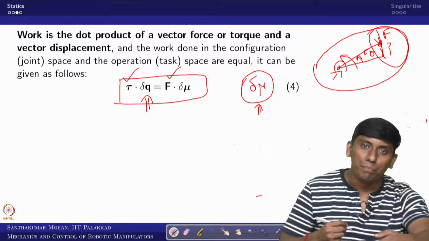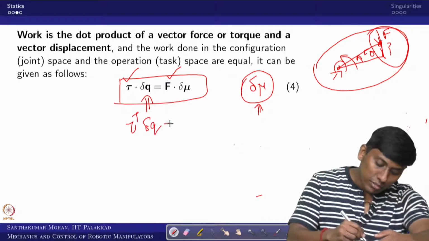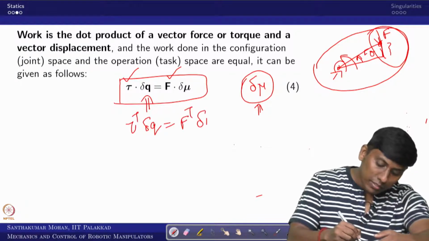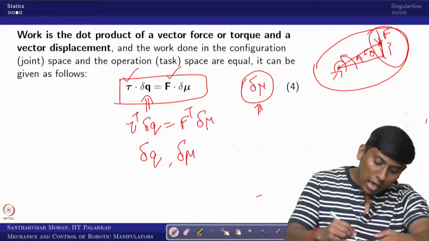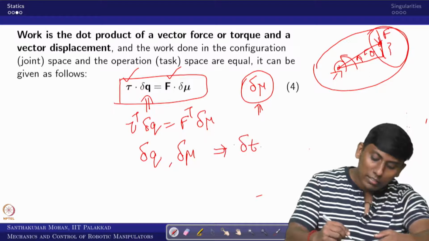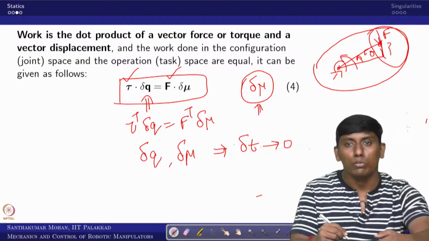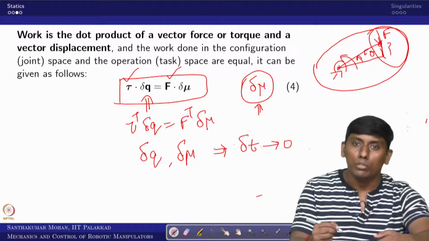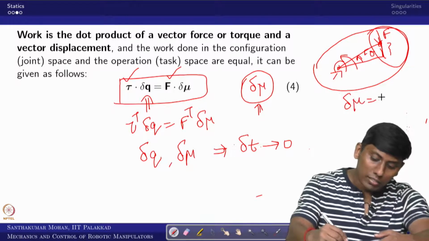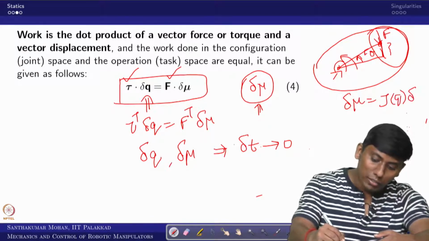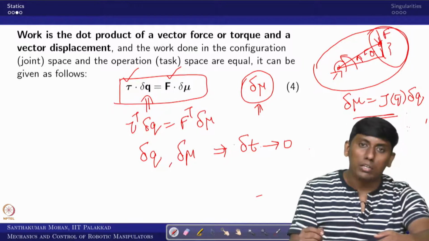Now this we know, but the dot product I can write as a transpose, right? So this I can write, and we assume that this delta q and delta mu happen over a time delta t, and further this delta t is very small, very close to 0, or delta t tends to 0. So what can we write? We can write delta mu as J of q into delta q. This relation we have. So now if you substitute, what will come?